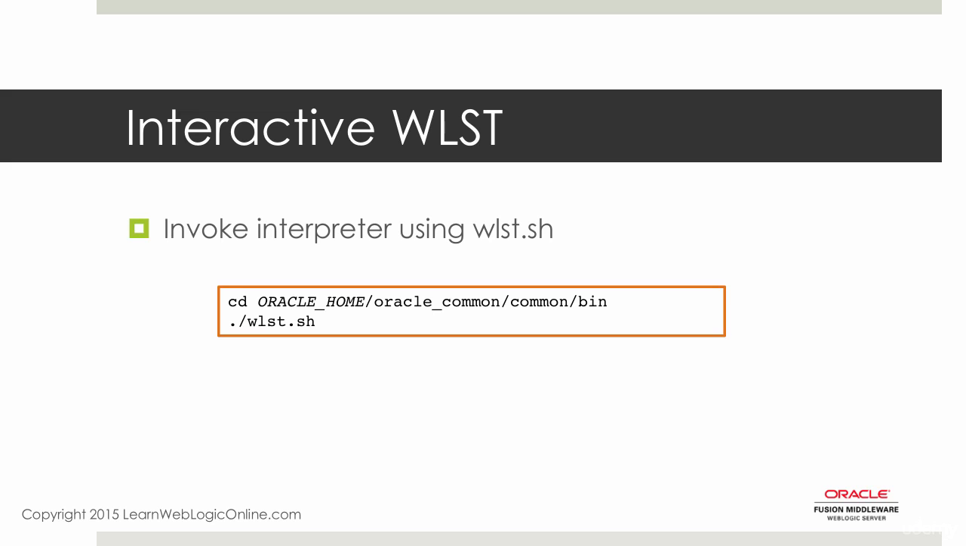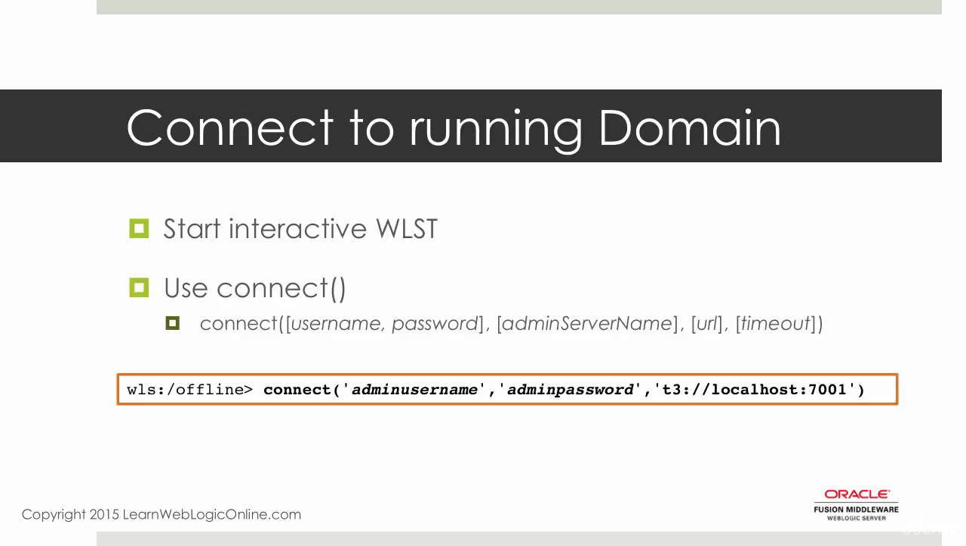Now, if you run it without any parameters, it will launch in an interactive mode. If you pass it the name of a script, a .py Python script, then it will execute that script. Just to show you some examples of WLST, typically you connect to a domain. The first thing you do is launch WLST interactively, and then you connect to it. If you're not writing or executing a script, this is a very simple thing to test out.